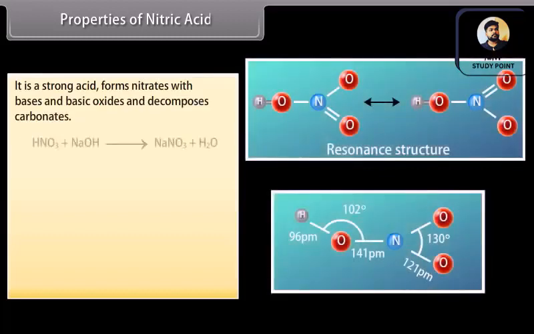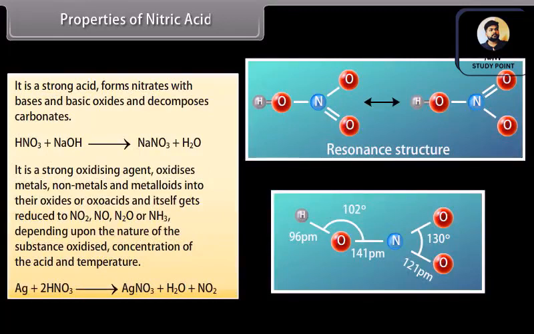It is a strong acid, forms nitrates with bases and basic oxides, and decomposes carbonates. It is a strong oxidizing agent, oxidizes metals, non-metals and metalloids into their oxides or oxoacids, and itself gets reduced to NO2, NO, N2O or NH3 depending upon the nature of the substance oxidized, concentration of the acid and temperature.